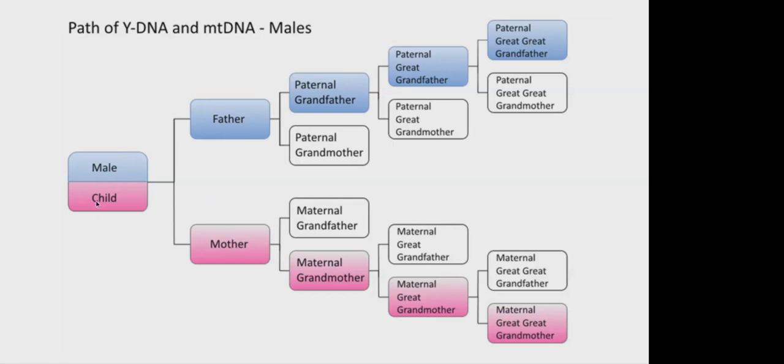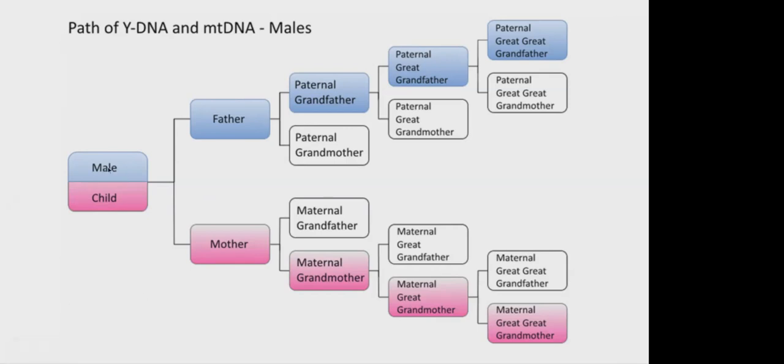But similarly, any child, male or female, gets their mitochondria from their mother, who only got hers from her mother, from her mother, from her mother. So again, mitochondrial DNA is a unique way of following back your mother's line. So two diversions.